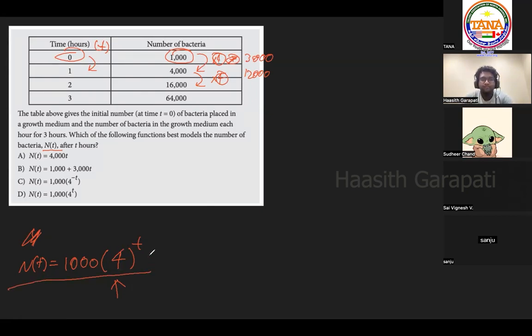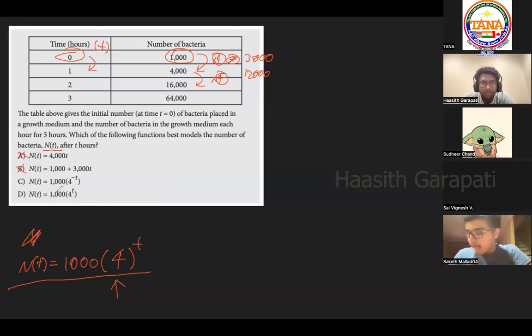Now, okay, which answer is going to be correct? A is wrong, obviously. That's a linear equation. B, also wrong. That's a linear equation. C, N of T is equal to 1,000 times 4 to the power of negative T. Okay, if you just use common sense, you'll kind of see that D is the correct answer.